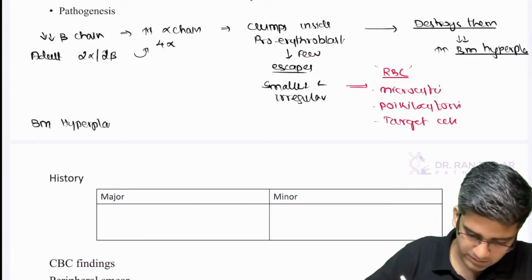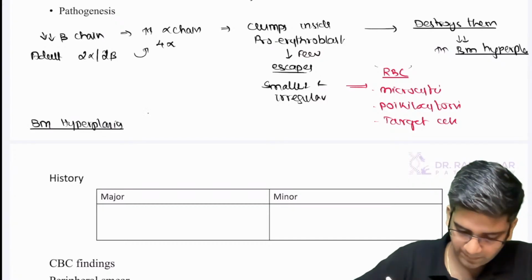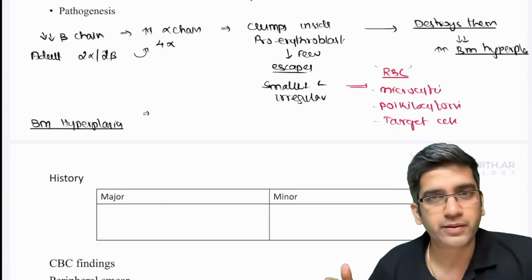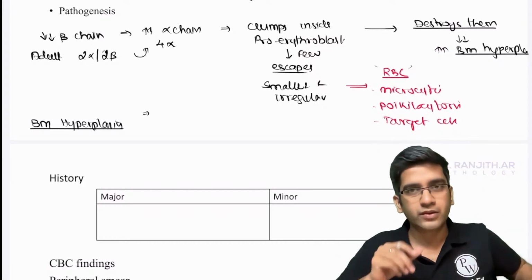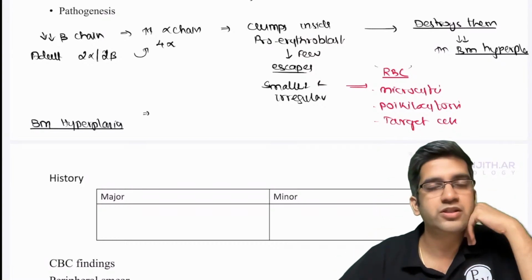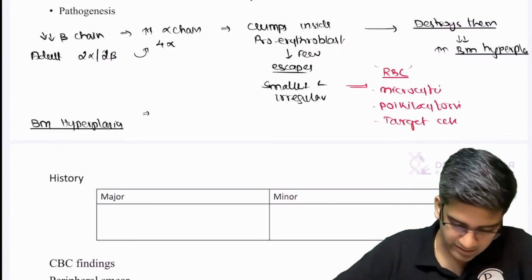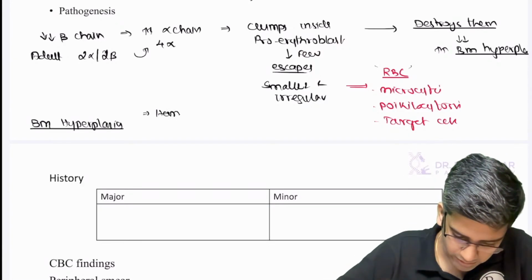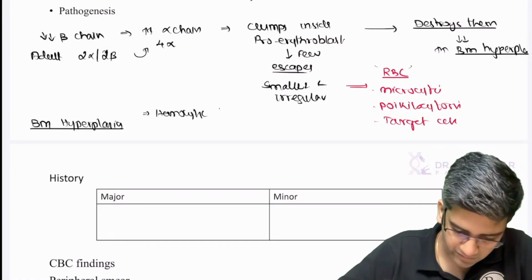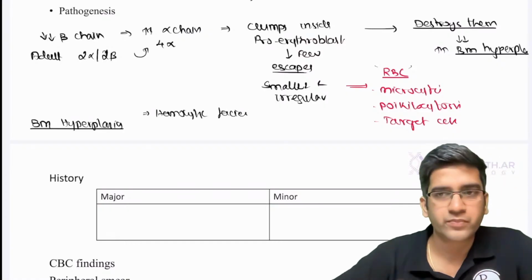classical problems. Because of the bone marrow hyperplasia, what are the problems? Anyone? Too much of bone marrow is becoming bigger and bigger and bigger. So I can have the facies. This results in your hemolytic facies. That's one, right?